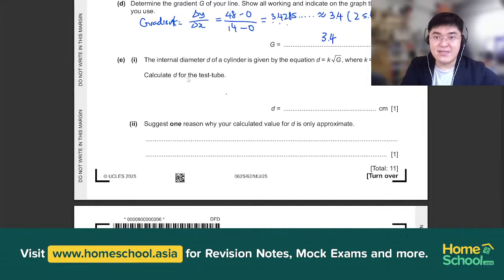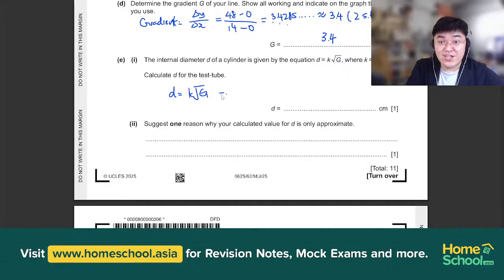Part E. The internal diameter D of a cylinder is given by the equation D is equal to K times square root of G, where K is 1.13. So let's calculate D for the test tube. D is equal to K times square root of G, and K is 1.13. Our G value is 3.4.